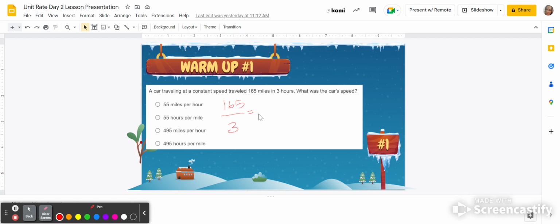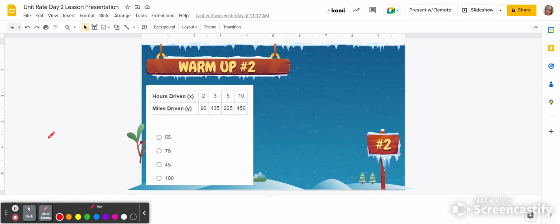So we have to look at what it takes in 1 hour. I'm going to divide both by 3, and remember, you can use your calculator. So 165 divided by 3 is 55. So the car's speed is 55 miles per hour. Now, see, they tricked you here and said 55 hours per mile, but we are looking for the car's speed.